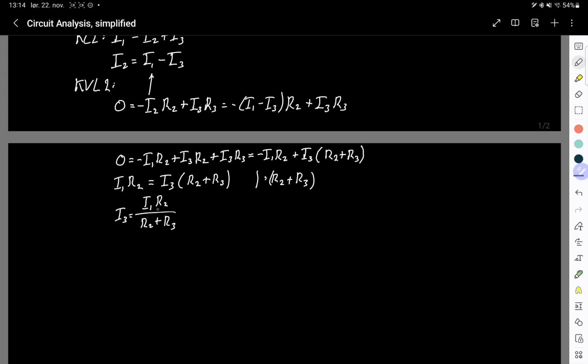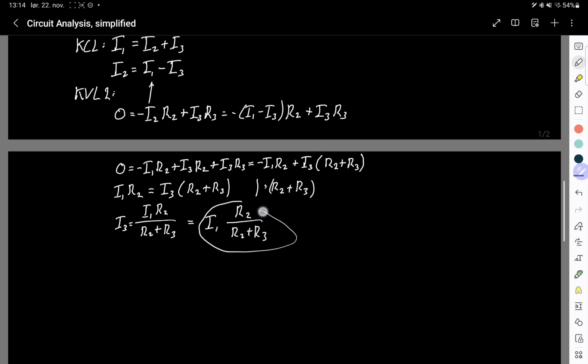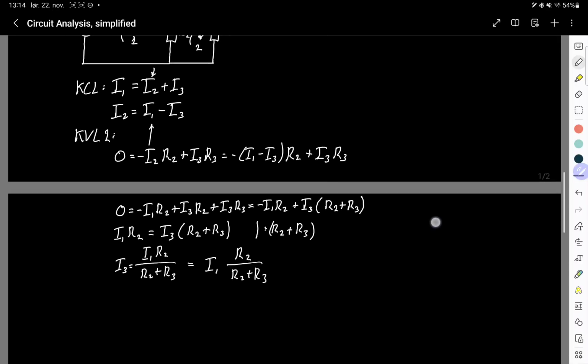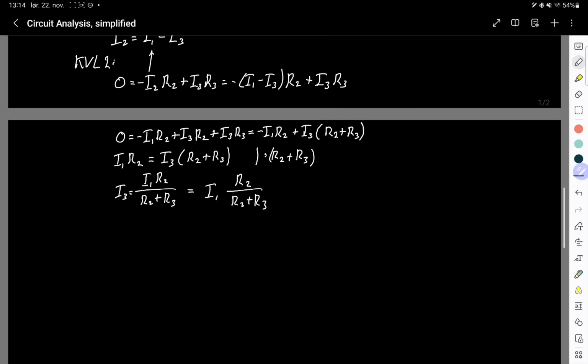Now, what is this? Is this not exactly what the current division law is, where we put I1 R2 over R2 plus R3? Yes, that is exactly what the current division law is, the one that you're always told to remember. But we don't need to remember it. If you understand the circuit properly and how it works, you can just get to it without having to pain yourself through remembering these formulas. Just understand it and do it.